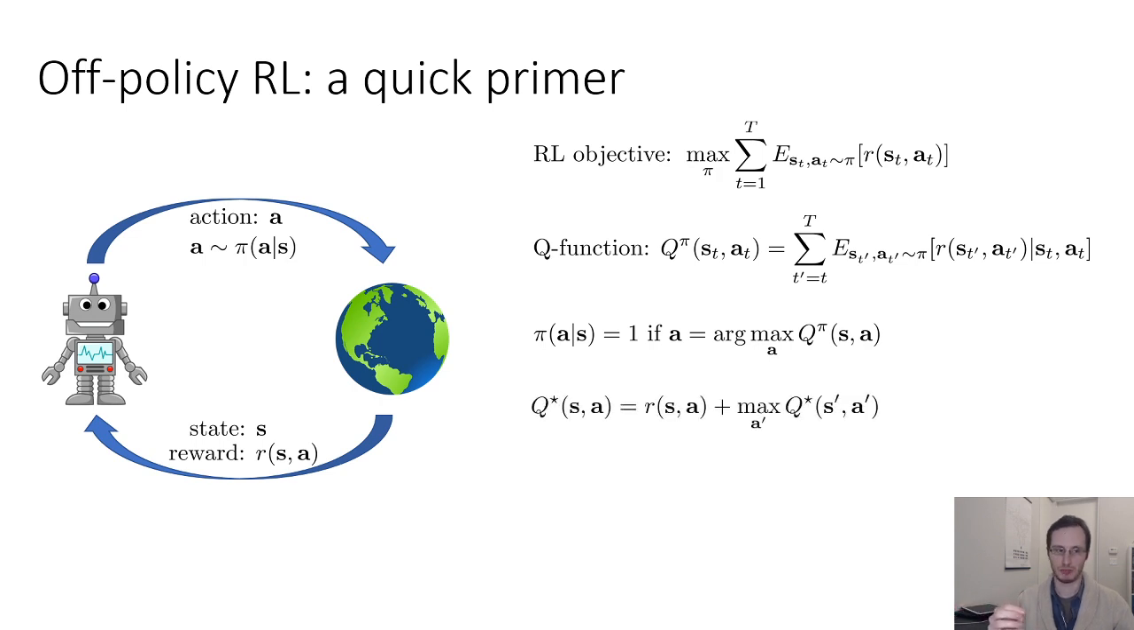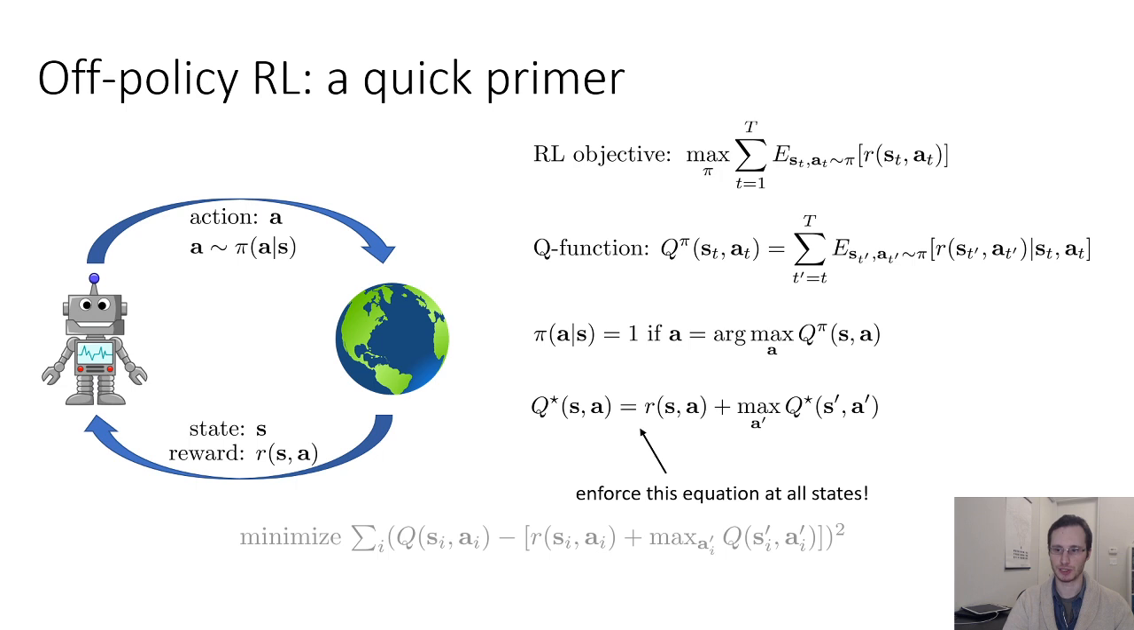We can also skip the middleman and learn the optimal Q function directly. To do this, we simply have to enforce that the Q value at a particular state action tuple is equal to the reward at that tuple plus the max of the Q value at the next state. So if we enforce this equation at all the states, we'll acquire the optimal Q function, and from that, we can determine the optimal policy.